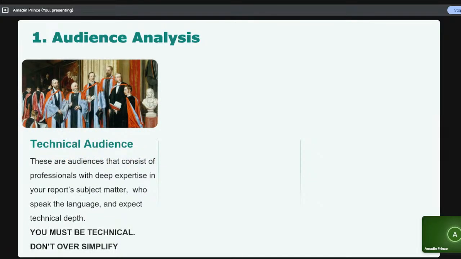Now, the technical audience consists of professionals that have expertise in the subject matter of your report. Let's say, as an engineering student, for instance, I'm writing on renewable energy, solar. My supervisors, or those people that are also into electrical engineering, are known as the technical audience. They have expertise in that part, solar engineering and all those things. So if I am writing my report, I should know how to tailor it to fit them.